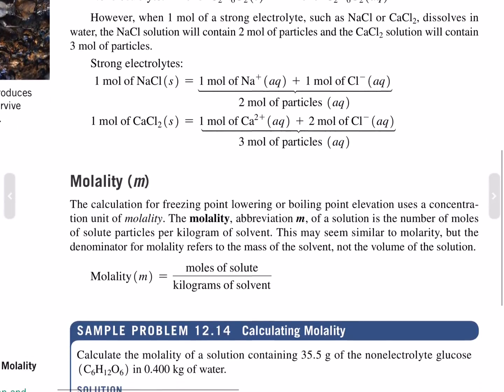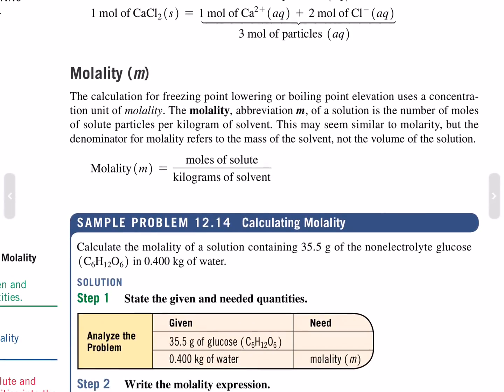Molality. The calculation for freezing point lowering or boiling point elevation uses a concentration unit of molality. The molality, abbreviation italicized m, of a solution is the number of moles of solute per kilogram of solvent. This may seem similar to molarity, but the denominator for molality refers to the mass of the solvent, not the volume of the solution.